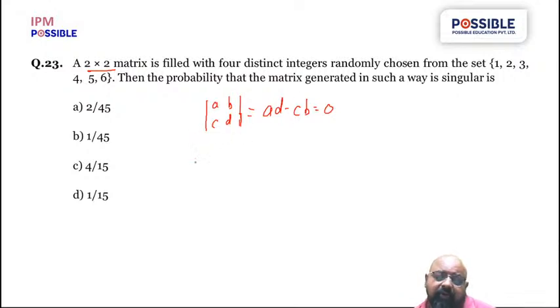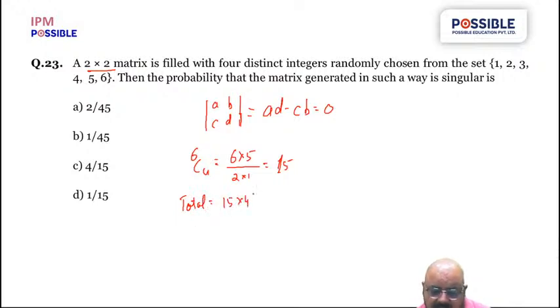So the total possibilities are, since I need 4 numbers, I choose 4 out of 6, which can be done in 6 upon 5 into 4, 2 into 1, which is 15 ways. Once these four numbers have been chosen, they can be allotted to A, B, C, D in 4 factorial ways. So the total possibilities are 15 into 4 factorial.